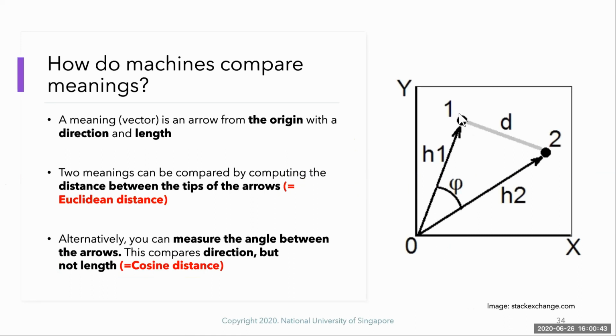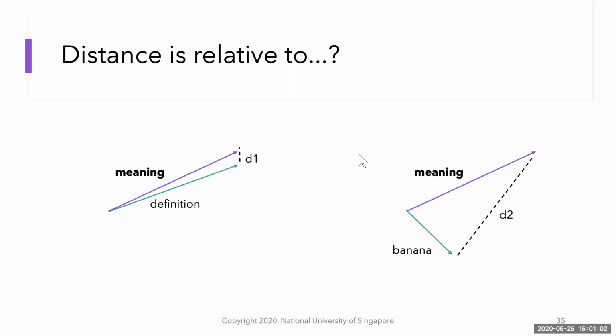Okay. So let's say this is the word banana and this is the word meaning. Then I just measure how far away the two tips are. Okay. I can also measure the angle. So if something is very different, the angle is going to be bigger. If something is different, this distance is going to be bigger. Okay. So this is a lot of words. Let me just demonstrate here. Okay. So earlier on, you saw my three bands, right?